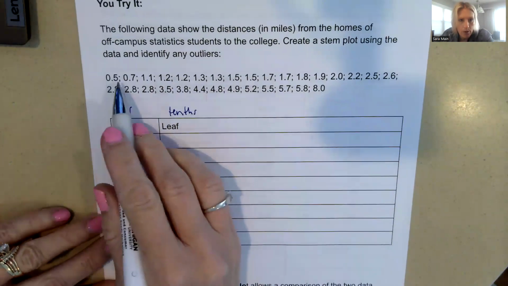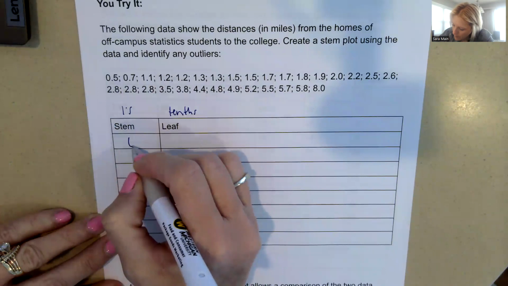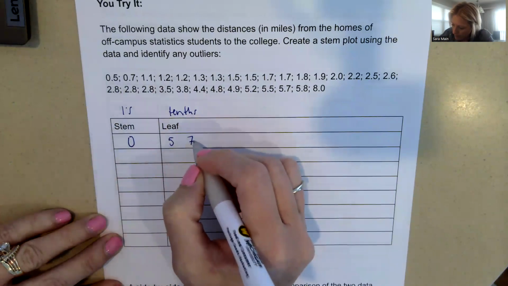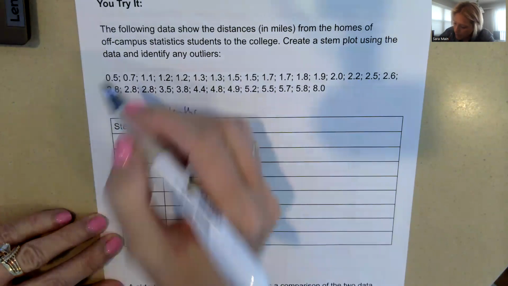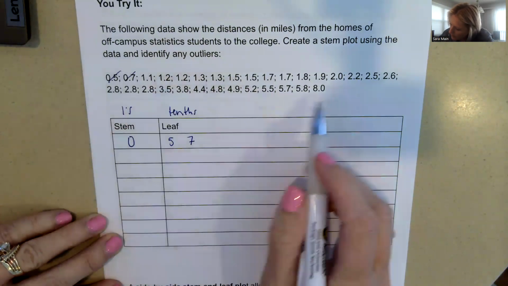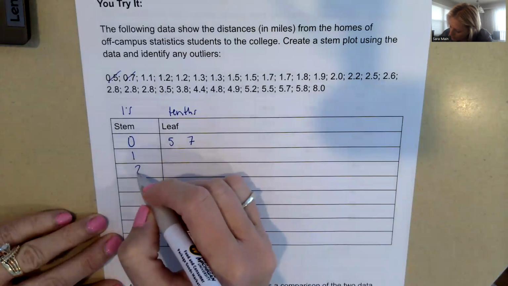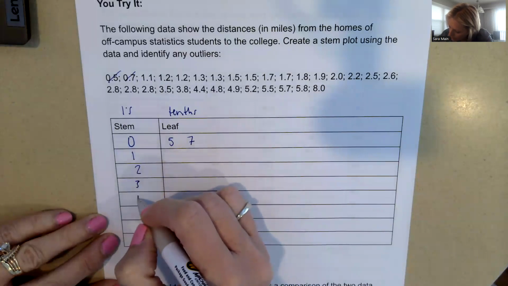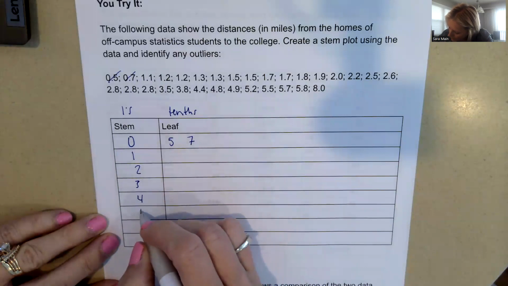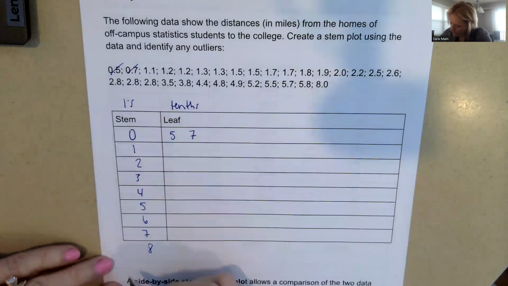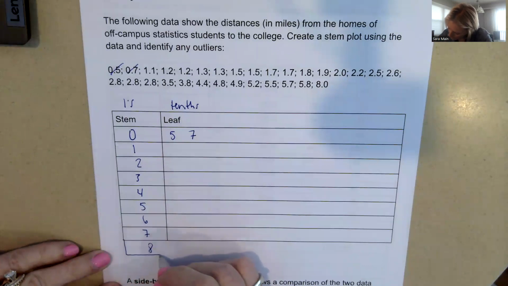And because 0.5 is our smallest, our first stem is going to be a 0 in the ones, and we're going to have a 5 and a 7 to represent the 0.5 and 0.7. And then our largest is 8. So we need to go all the way up through 8. So 0, 1, 2, 3, 4, 5, 6, 7, and 8. I didn't make quite enough here.